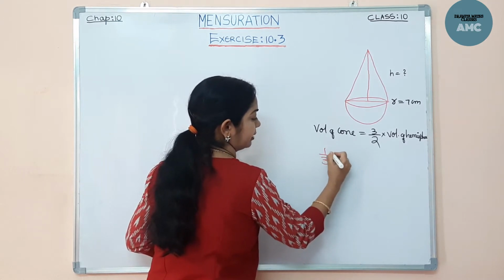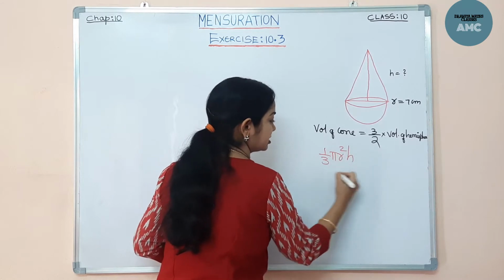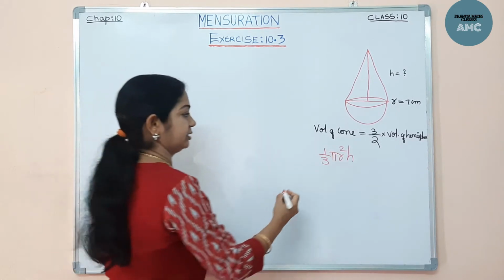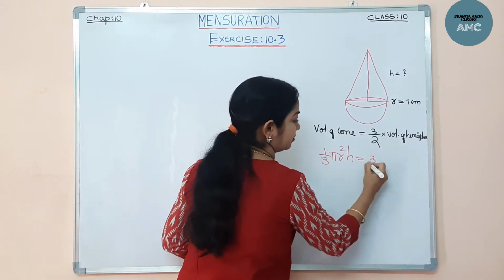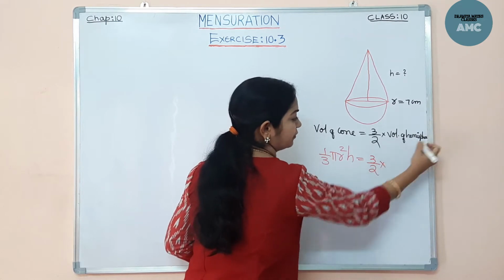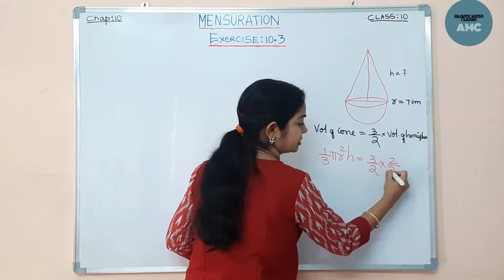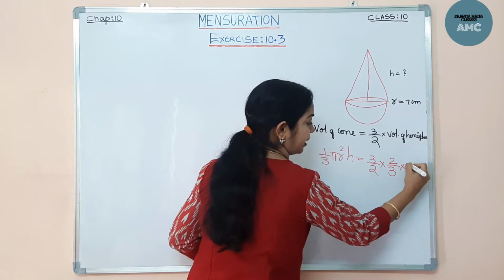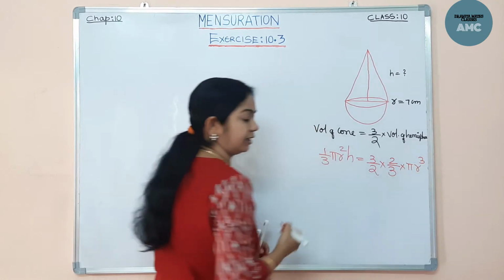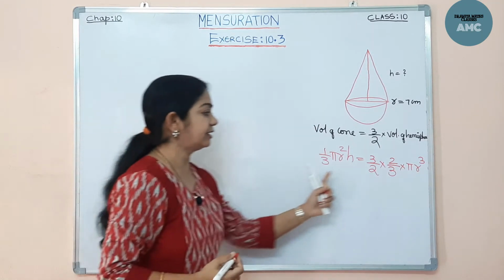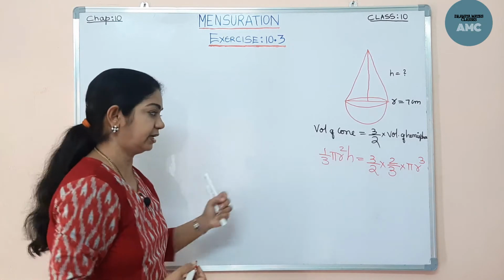1/3 pi r square h. This is the volume of the cone, right? Into this is equal to 3/2 into the volume of hemisphere. Volume of hemisphere is 2/3 pi r cube. Okay. Now from this condition we will be finding the h value.